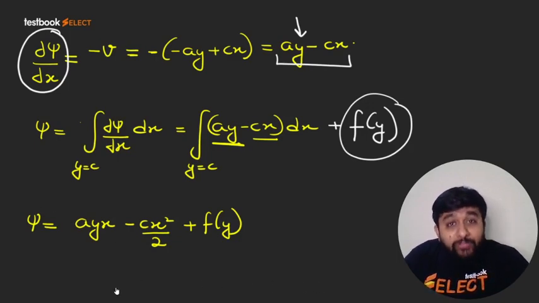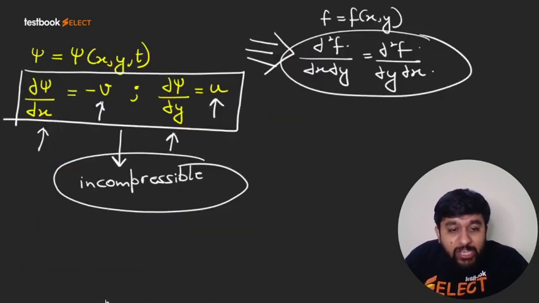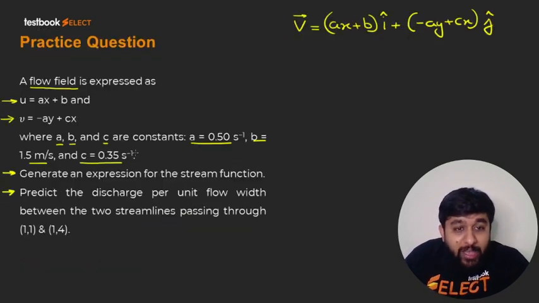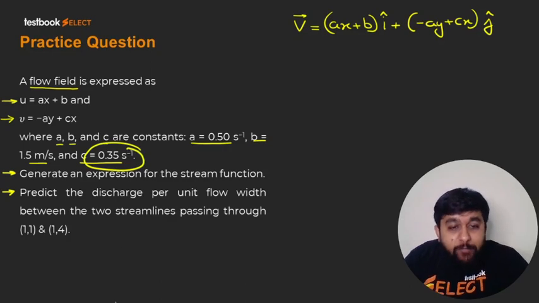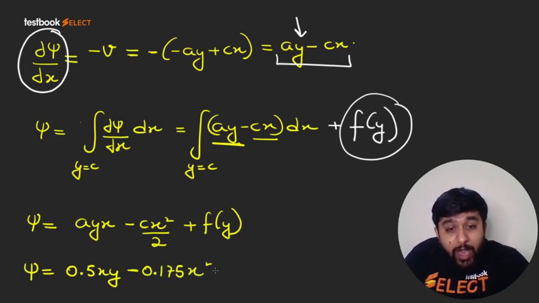We know the value of a, which is 0.5. So let me put here psi equal to 0.5 xy minus c by 2 x square. Let me check the value of c. I think it was 0.35. So value of c is 0.35 per second. So this value will become 0.35 by 2, that is 0.175 x square, plus a pure function of y.